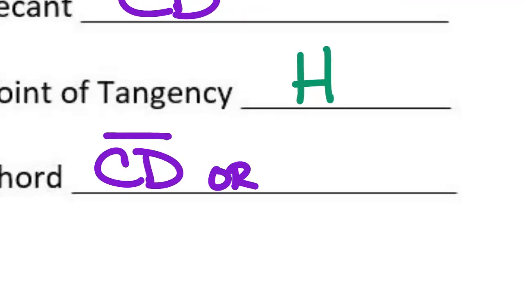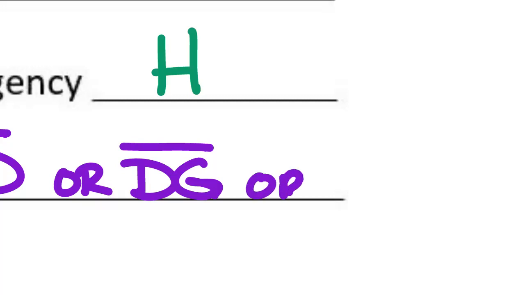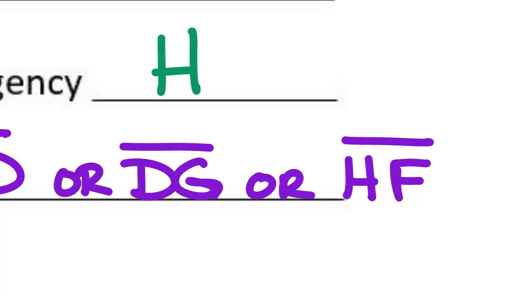Or we could say segment DG. Or my diameter, segment HF. Notice that if it is a chord, it has to be a segment. It has to have the dash over the top with no arrows.